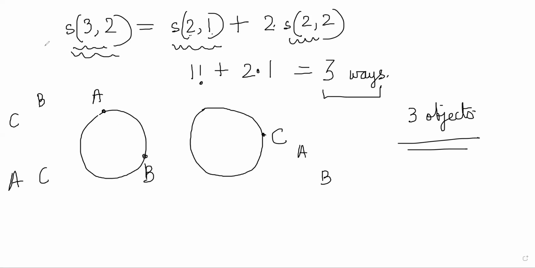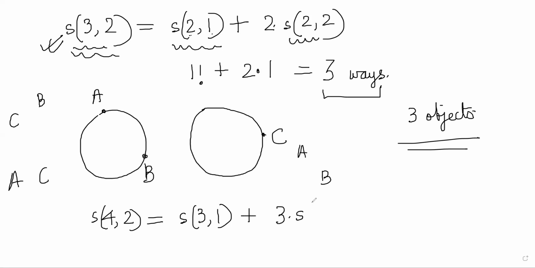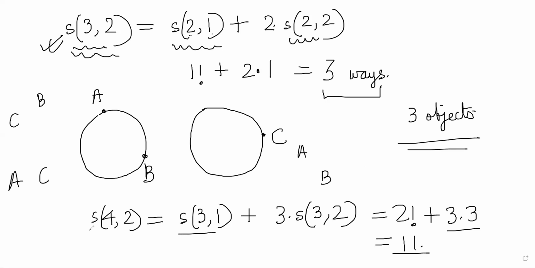You can confirm once you have S of 3, 2, you can get a higher value. You can get S of 4, 2, right? S of 4, 2 would be what? It will be S of 3, 1 plus 3 times S of 3, 2, right? S of 3, 1 will be 2 factorial plus 3 times S of 3, 2 is 9. So this is 9 plus 2, 11. So S of 4, 2 is 11. And similarly, you can build up all the Stirling numbers using this recursion formula for small values of R and n.